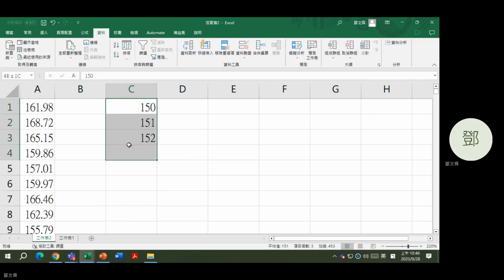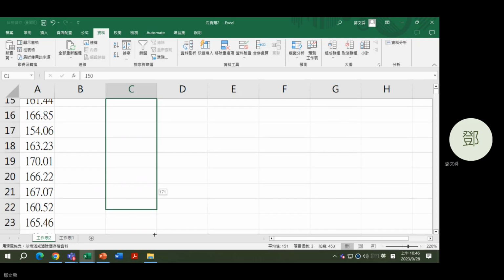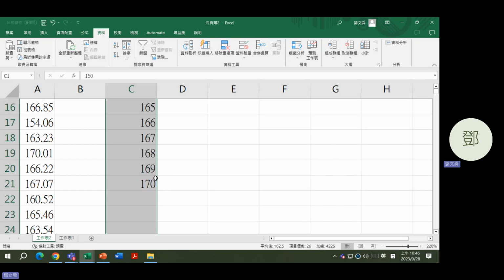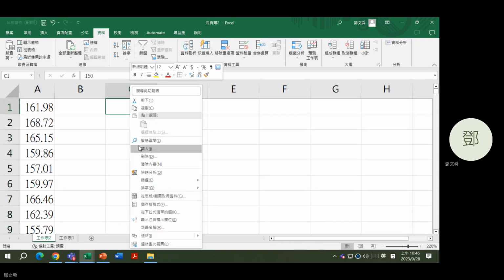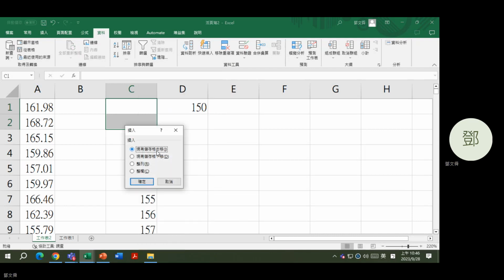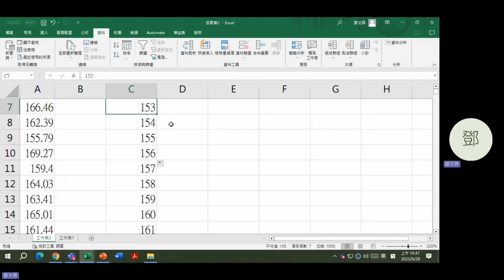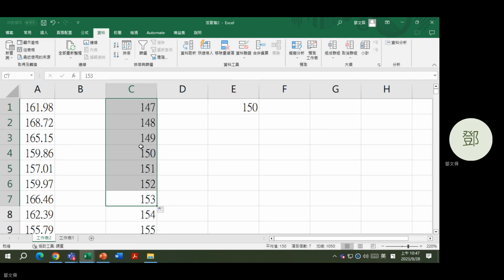Yep, here. Pull down all the way to 170, 173. I want it to be 175.